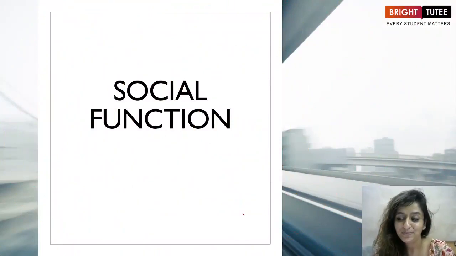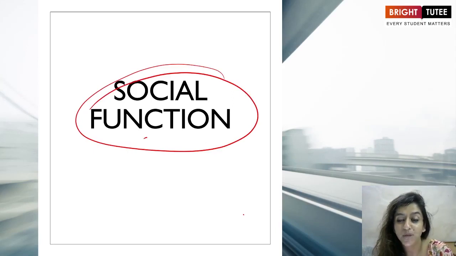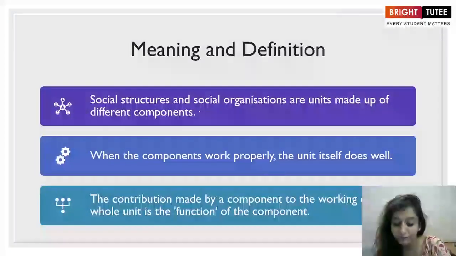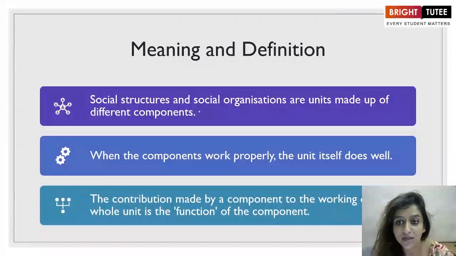Hello, everyone. So, coming back to the second part of the chapter on social stratification and function, which is the understanding of social function. What does social function mean? How does it work? Does it have types? What are the types, and how are those types defined? So, moving to the first and foremost understanding, the meaning of the term social function.